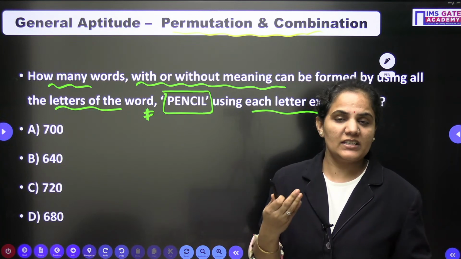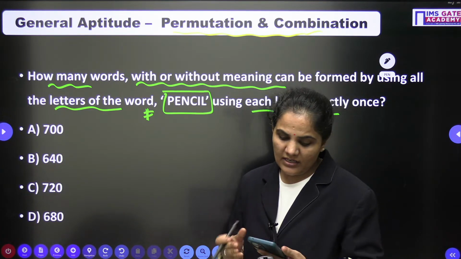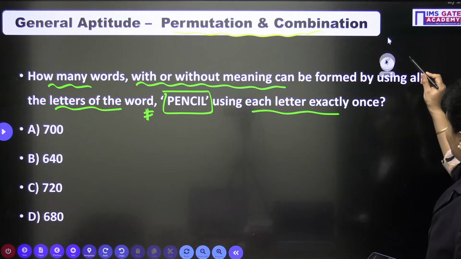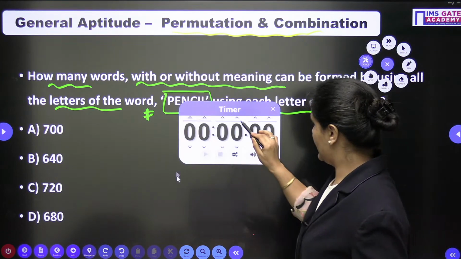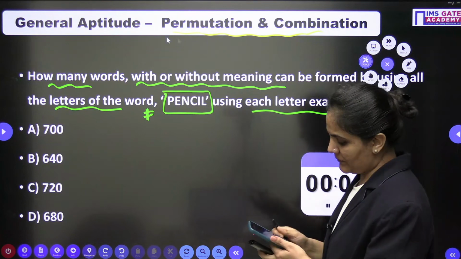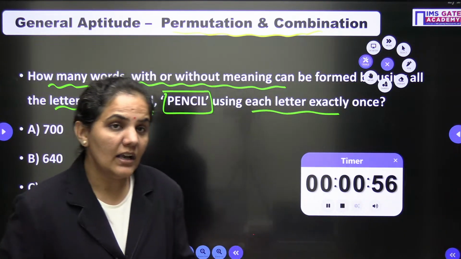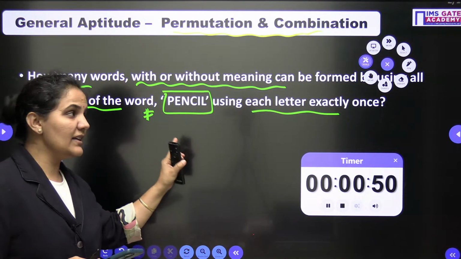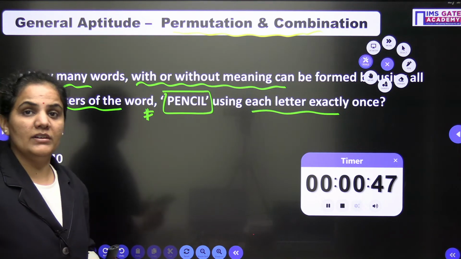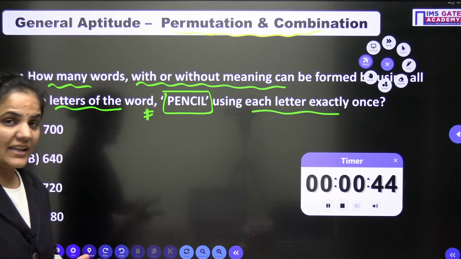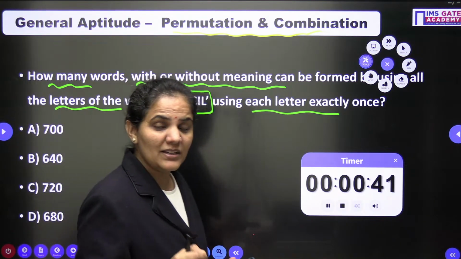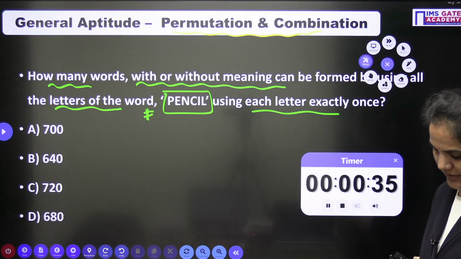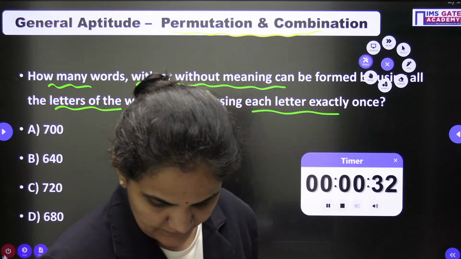You guys will try. I will give you the time, and then we will have the detailed solution. We will have the detailed discussion of each and every question. So let's start with this one, dear students. First of all, a very simple question, very easily you guys can try it. So the question is asking about simple, how many possibilities are there, how many words with or without meaning can be formed using all the letters of the word pencil. Okay, and here the repetition is not allowed, which is clearly mentioned in the question. Go for it, dear students, just go for it.